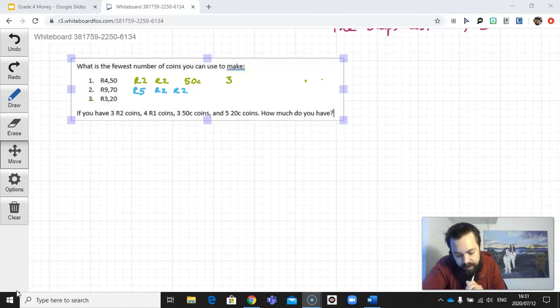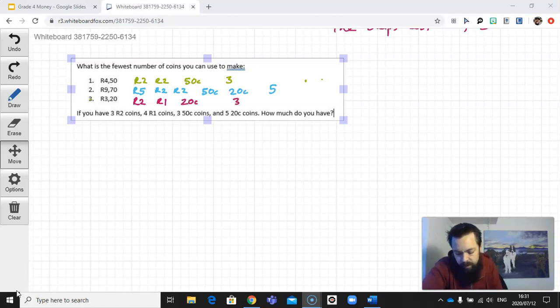Then to get to 70, I could use 3 20s and a 10. I could use 7 10s. But probably the easiest is to use 1 50 cent and 1 20 cent. So the fewest number of coins I would use is 5. Having a look at the next one, to make up the 3, I'd use 1 2 Rand coin, 1 1 Rand coin, and then a 20 cent piece. So that again would be 3 coins.